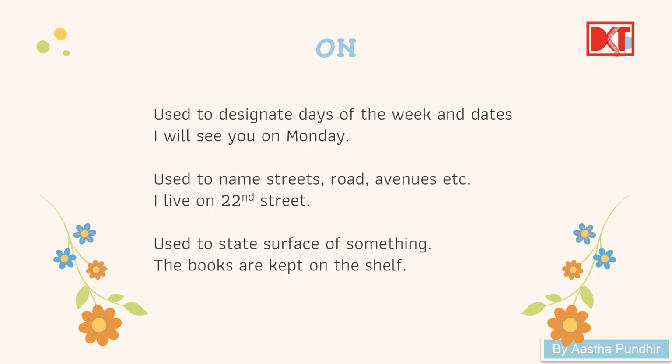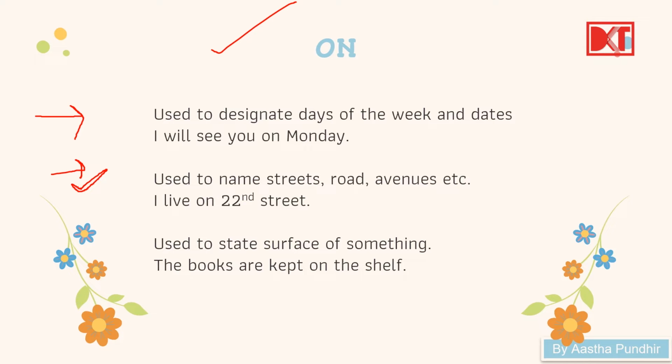Right, now we start off with the prepositions. We'll be explaining each of them. Like here we have on. When is on used? When we have to designate any days of the week and dates. Like here we are saying, I will see you on Monday. Days, okay? So this is days of the week, Monday. Or suppose we have to say that I will see you on 22nd January. So that's again where we use on. Then it is used to name streets, roads, avenues, etc. Like I say, I live on 22nd Street.